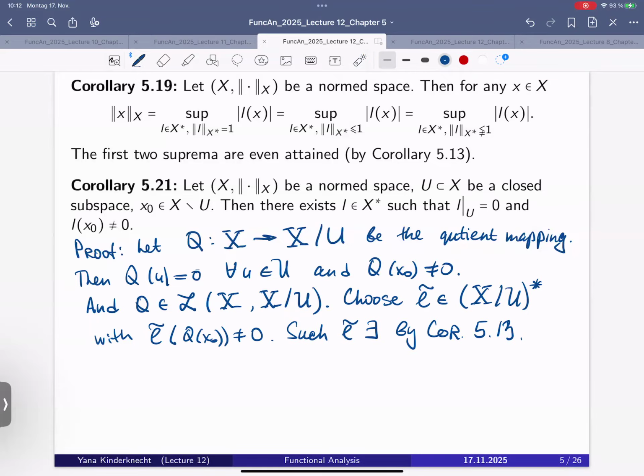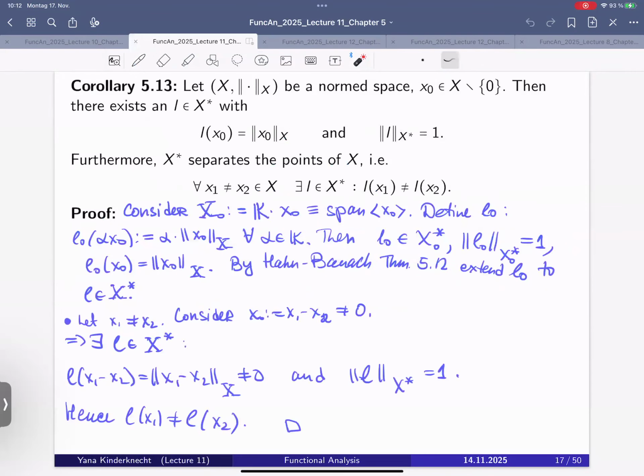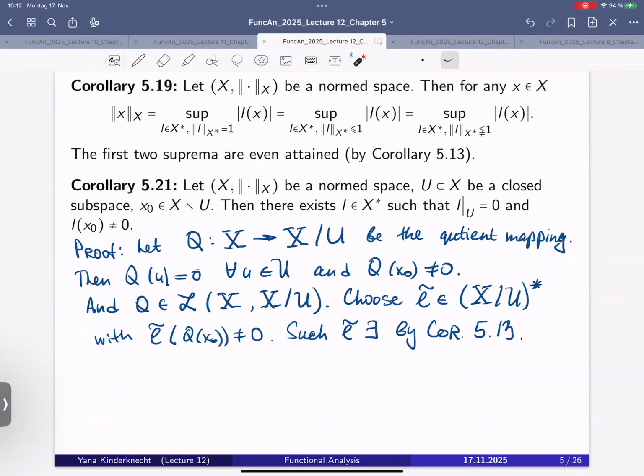So let me show it once again. Corollary 5.13: for any point in some norm space, there exists a continuous linear functional such that L evaluated at this point is a given number, not 0. Okay, so hence we can construct such L tilde.